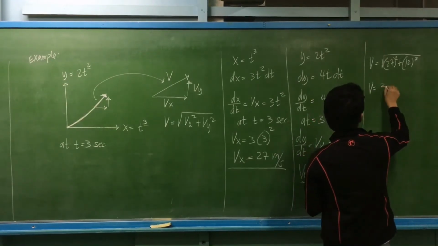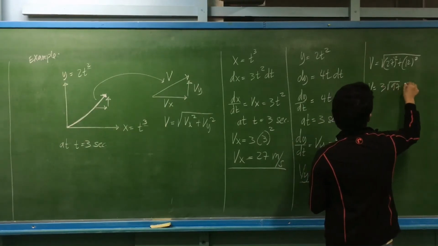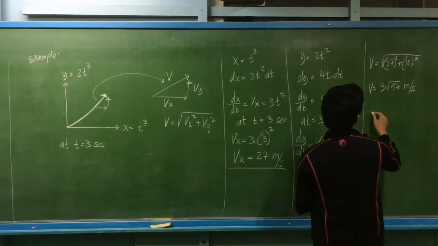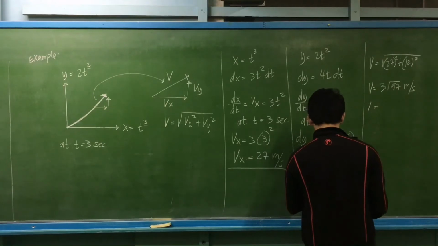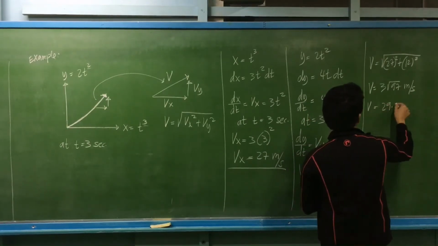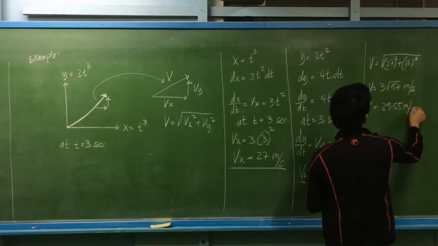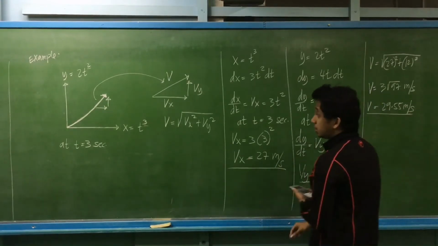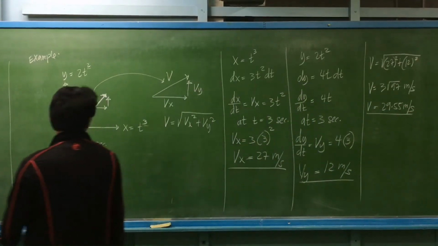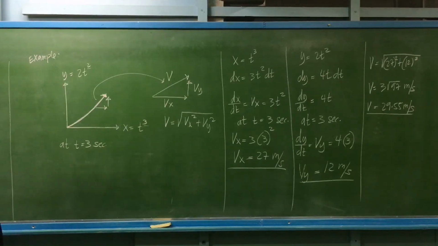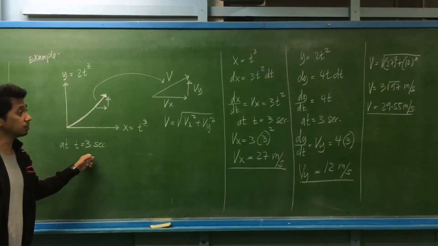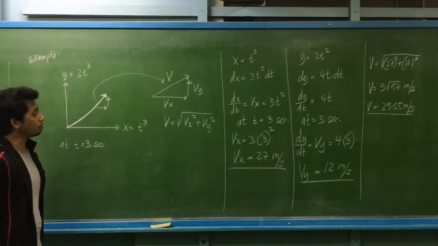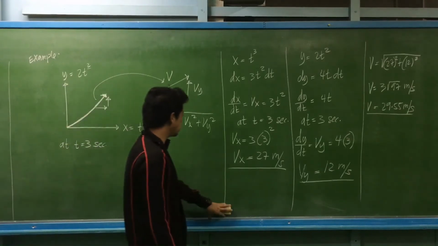So it's equal to 3 square root of 97 meters per second, or we have 29.55 meters per second. So that is the velocity of the body at time equal to 3 seconds. So how about the acceleration?